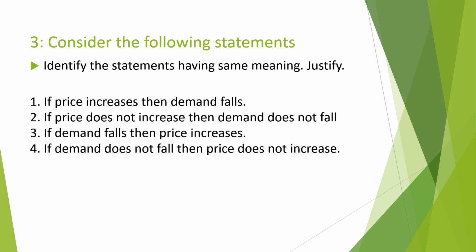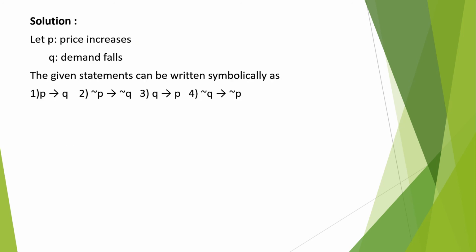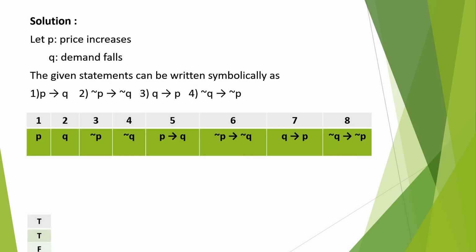First, let's convert these 4 statements into symbolic form. For that, let P: price increases, Q: demand falls. Therefore the given statements can be written symbolically as: first is P implies Q, second is negation P implies negation Q, third is Q implies P, and fourth is negation Q implies negation P.